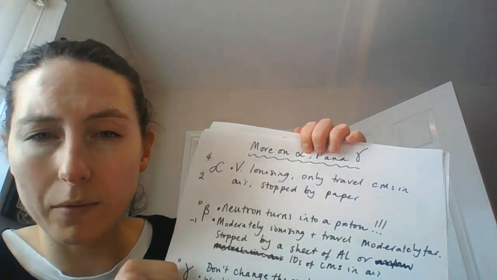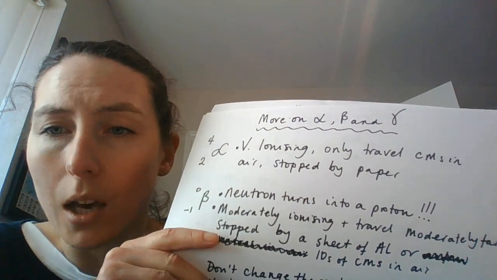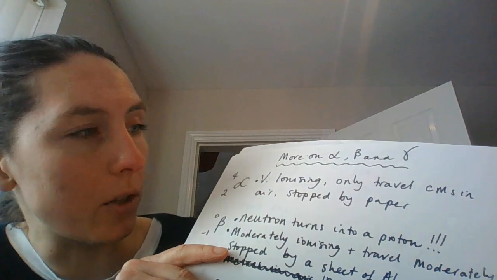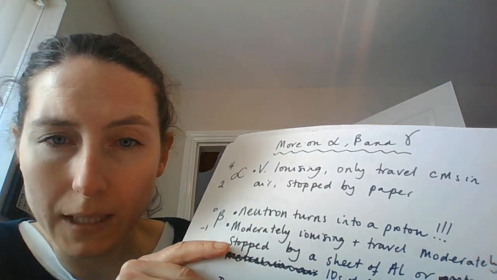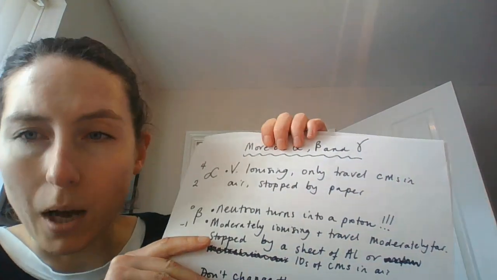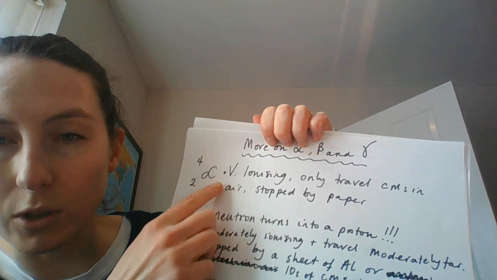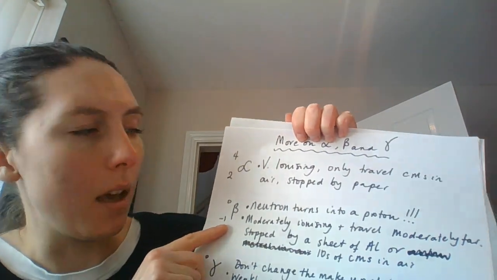So they only travel a few centimetres in air because they will interact with the air particles. They're stopped by paper because they will interact with the paper, stopped by human skin. So very, very low penetration, but do cause a lot of damage. They could potentially cause a lot of damage because of how ionizing they are.